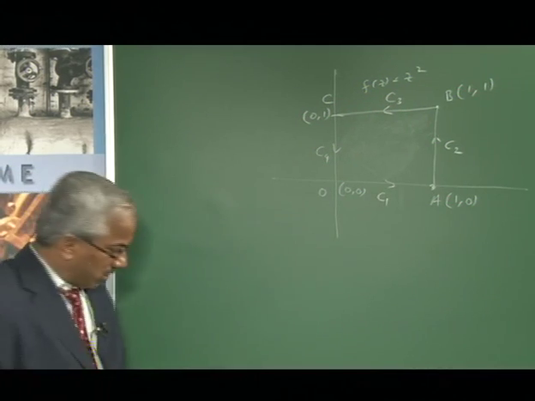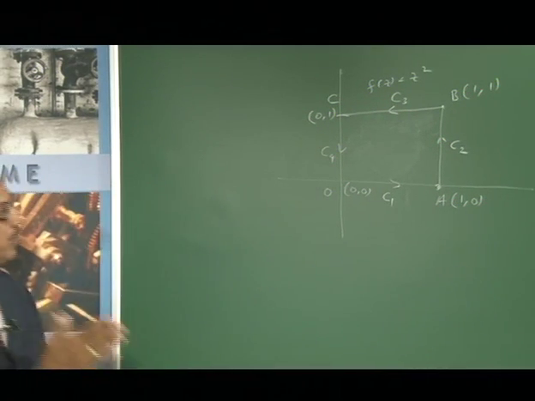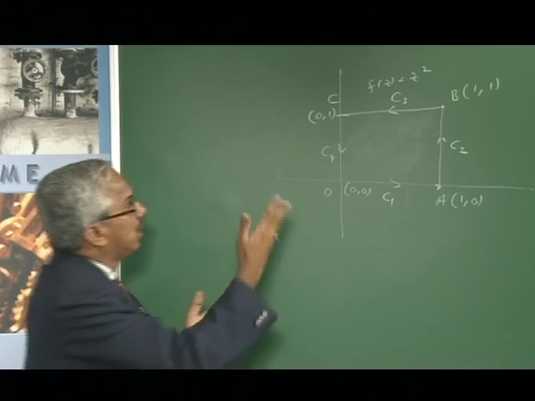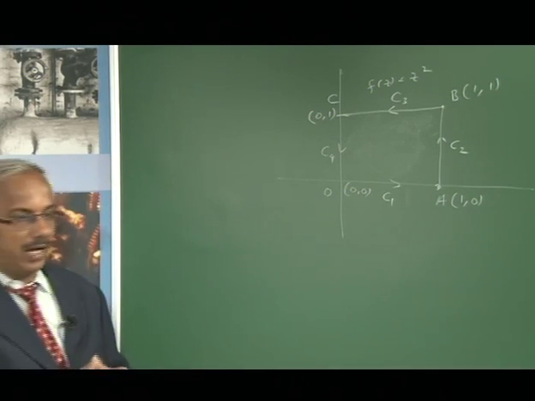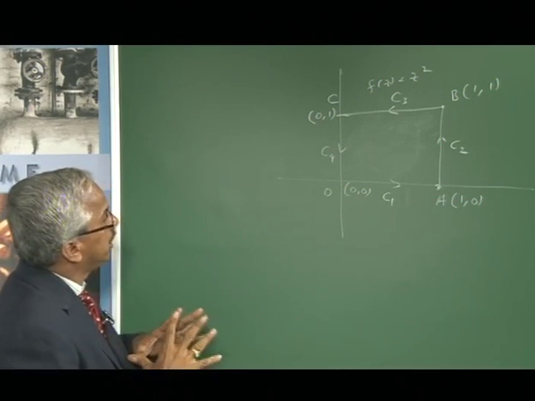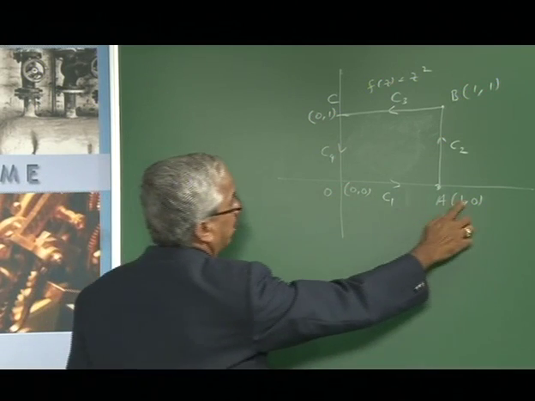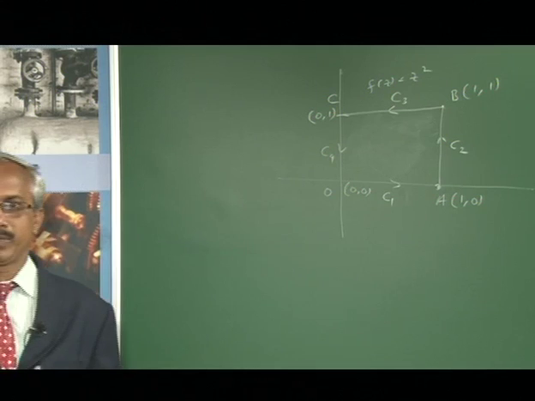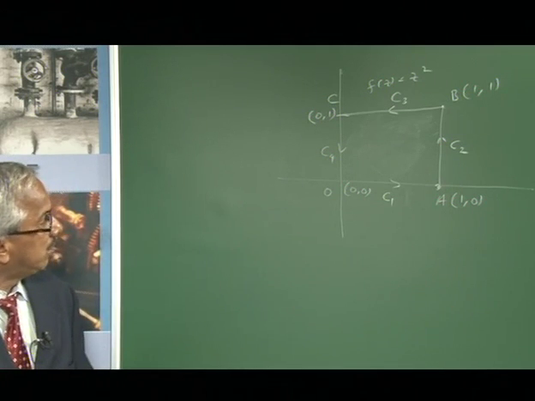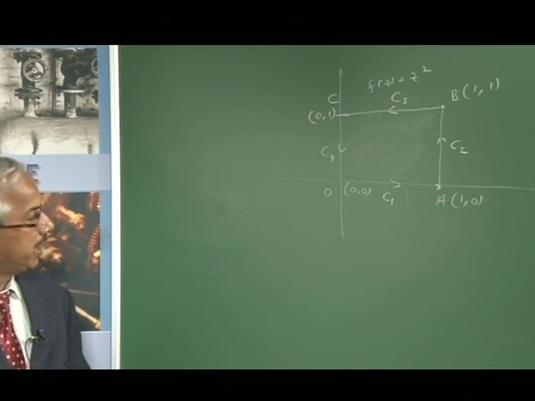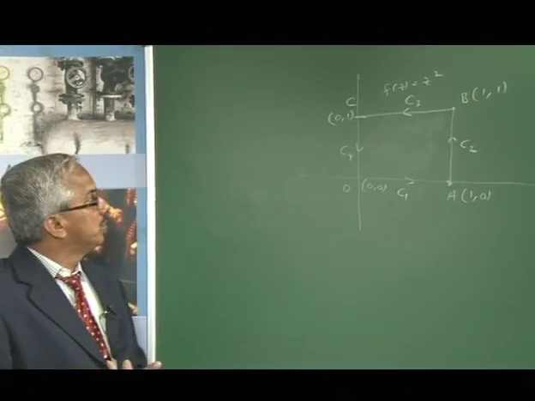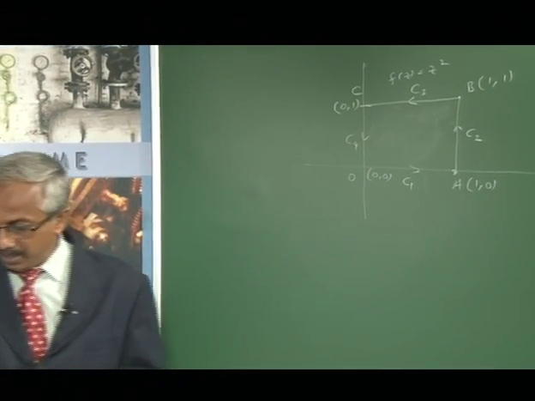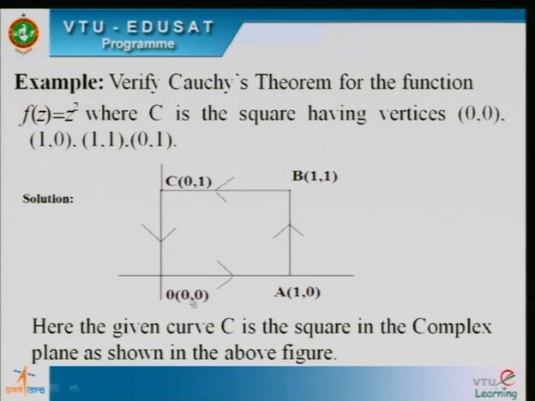Then this square we have observed here, the curve C is a square having the points (0, 0), (1, 0), (1, 1) and (0, 1). The curve C is a union of C1, C2, C3, C4. I simplified this in the easiest manner of integration.